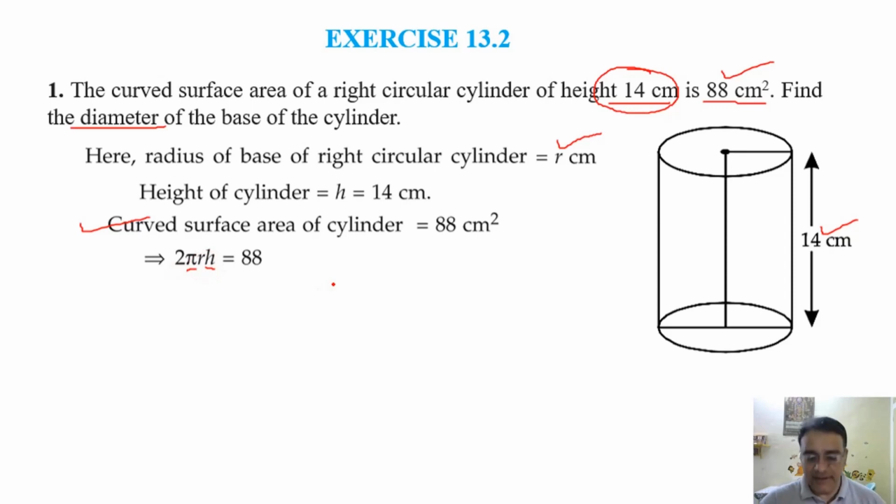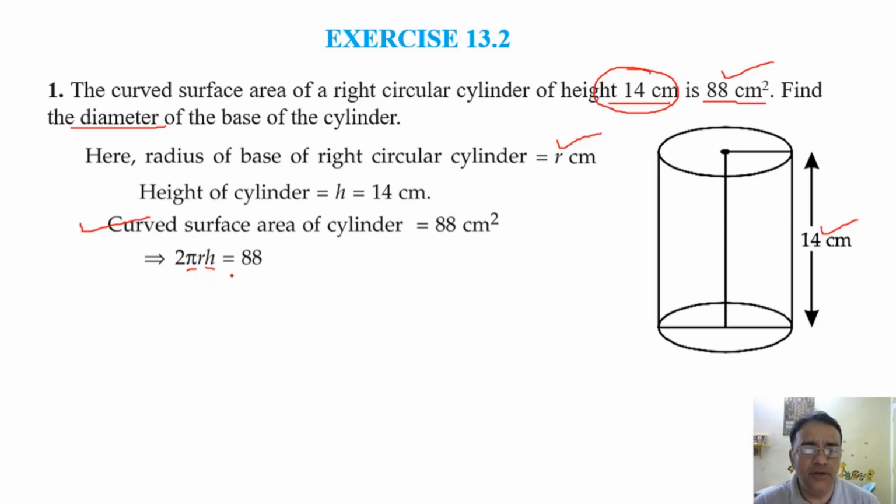One thing I would like to tell you, that if the value of pi is not given, then we have to take 22 by 7. Okay, that is the default value of pi. If the value of pi is given in the question, 3.14, then that value only you have to take. You can't take 22 by 7 on your wish. Is that clear? Yes, sir.